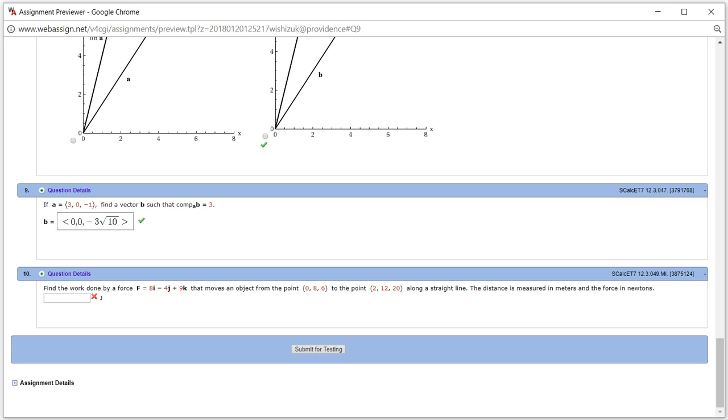All right, let's look at homework 12.3, problem number 10. We want to find the work done by a force, vector F, that moves an object from point (0, 8, 6) to (2, 12, 20). All right, so let's do that.